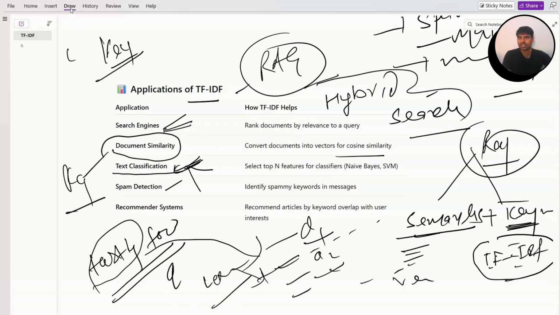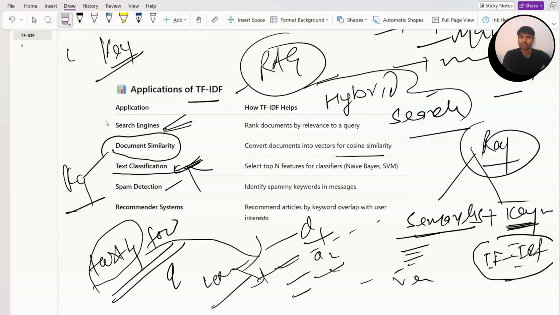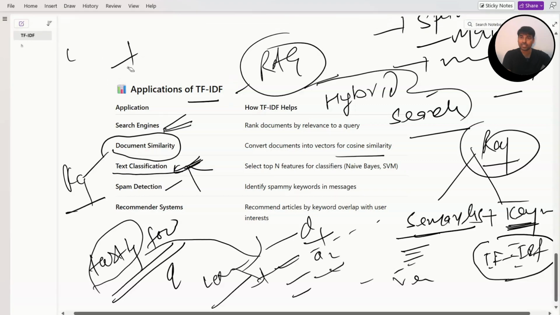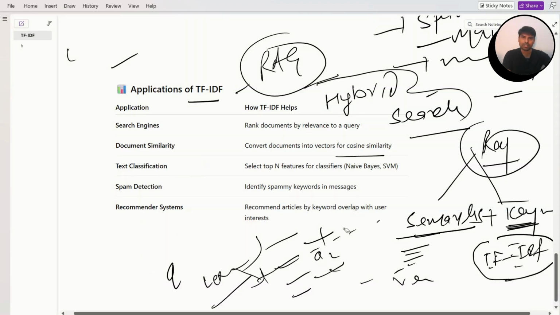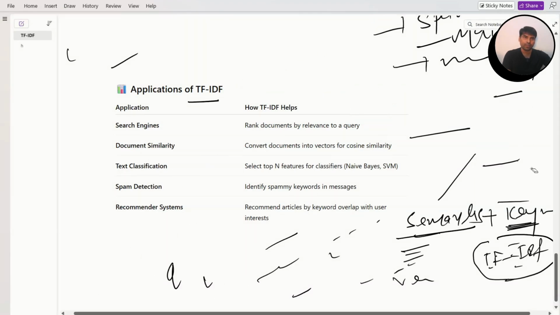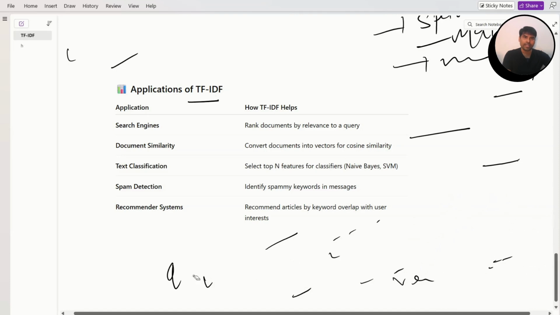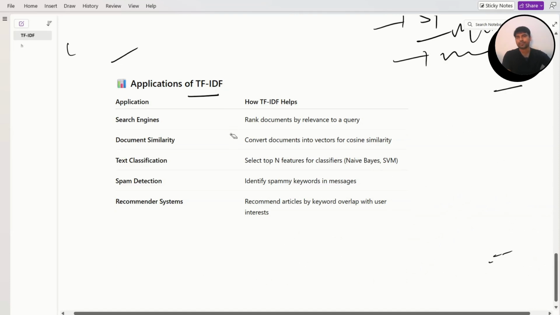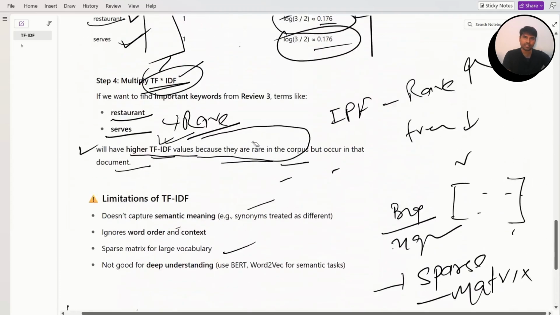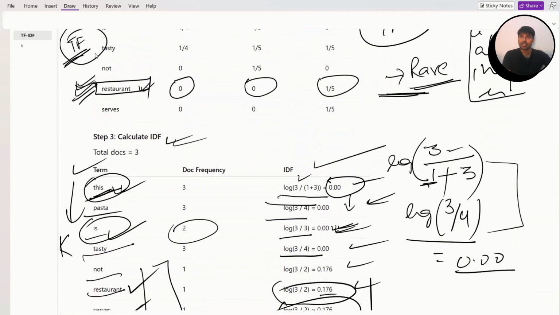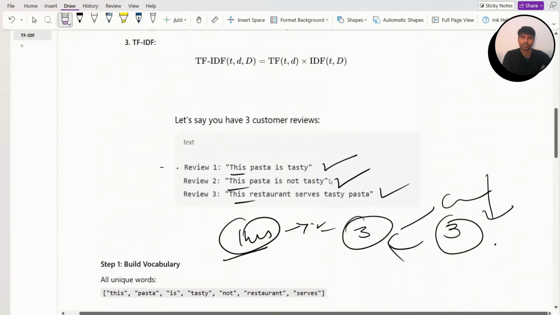So these are some of the importance. I have seen that in RAG applications we generally use models like BM25 and TF-IDF for keyword search, and we combine both capabilities in hybrid search in RAG. So this is the whole concept of TF-IDF.